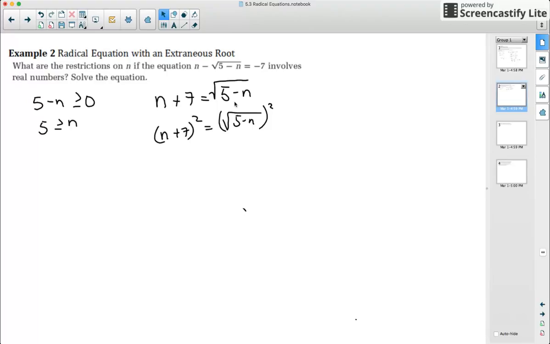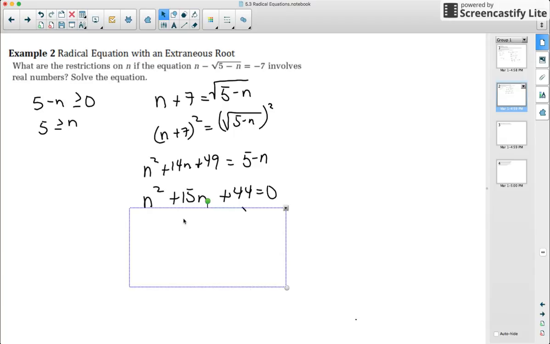Once we're at this point, we square both sides again to get rid of this radical sign. Once we do that, we're left with n squared plus 14n plus 49, and that equals 5 minus n. We just expanded this. Now we're left with a trinomial, and we continue to work with it by moving these terms over to this side so that we have n squared. When we move the 5 over, we subtract it, so we have 44. When we move the n over, we end up with 15n, and that is now a trinomial in which we can factor to determine what the roots are.